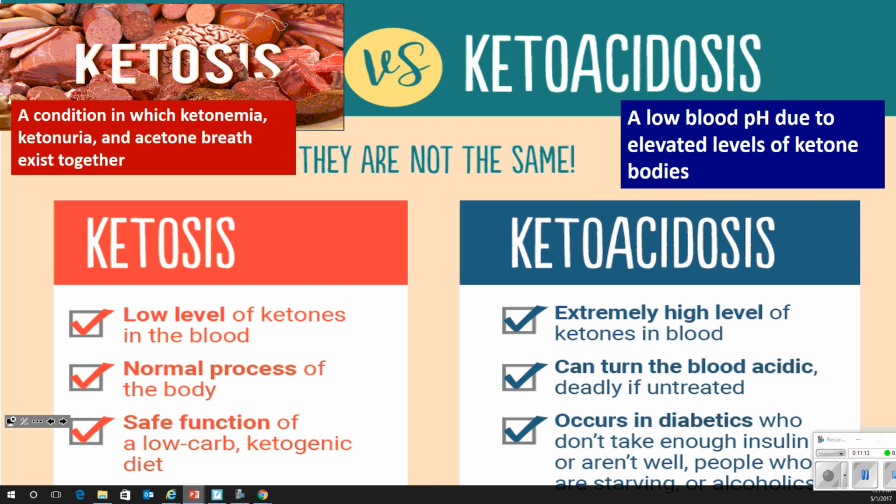So this is a lot of people that went on the Atkins diet ended up with this because all they were eating was protein. They didn't have any carbs and they didn't have any lipids. They had some lipids, but they were basically eating meat.